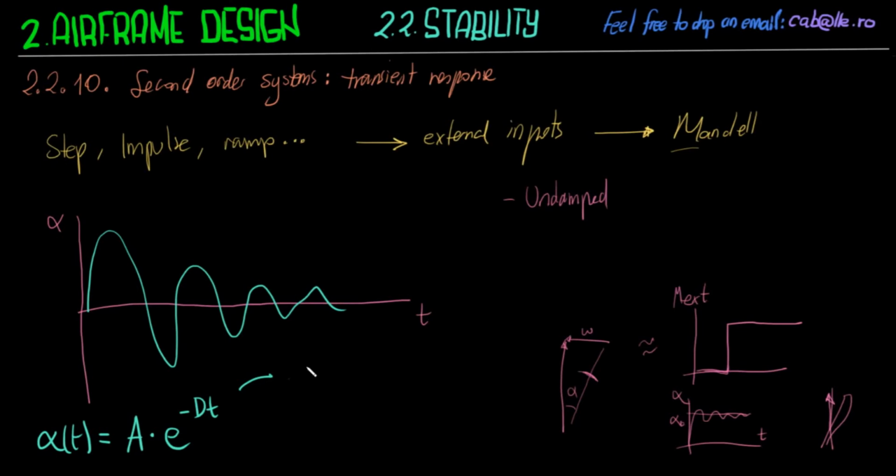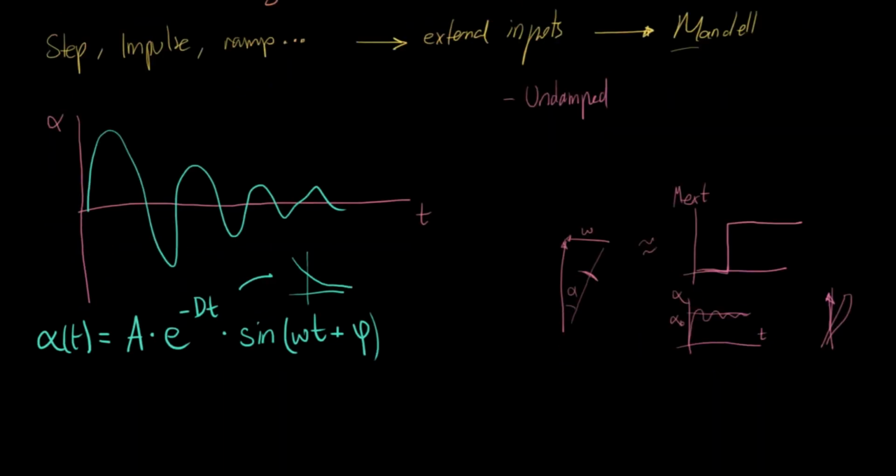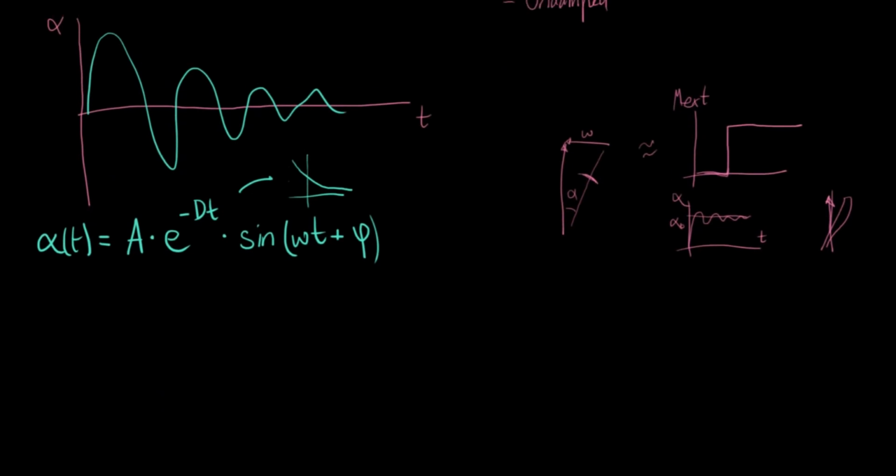So e to the minus dt is going to be something like this. This tends to 0. And this is multiplied by a sinusoid, so sine at a certain angular velocity w plus phase angle. What this is doing is just multiplying this function with a typical sinusoid. So you get this, a damped sinusoid.